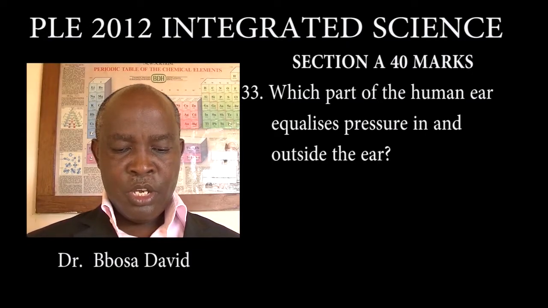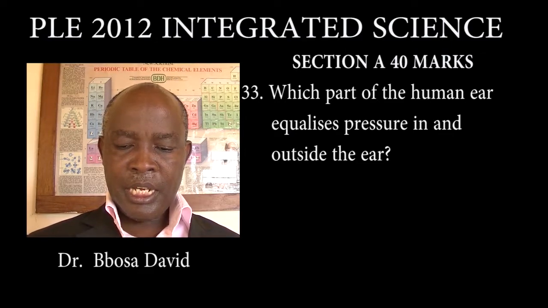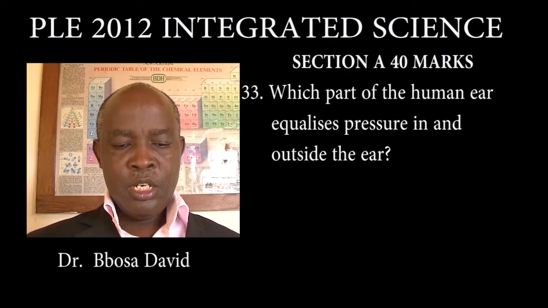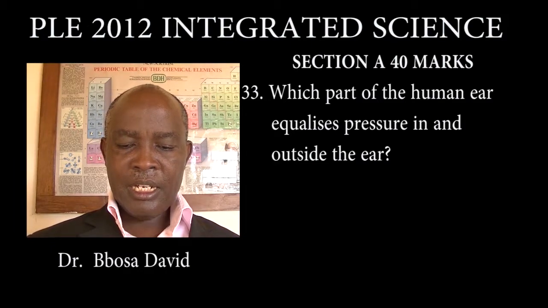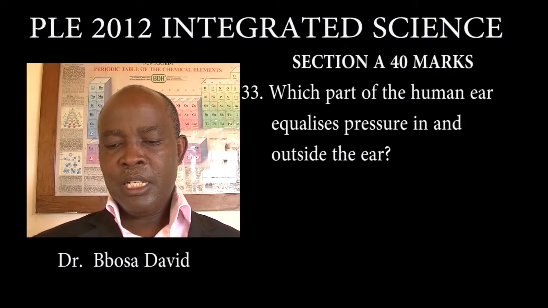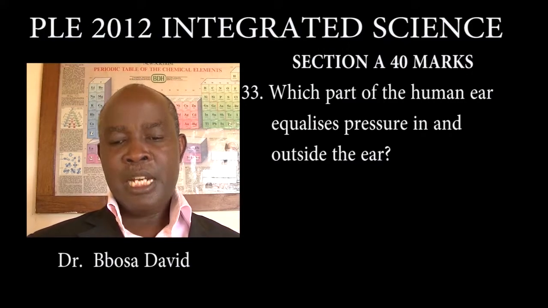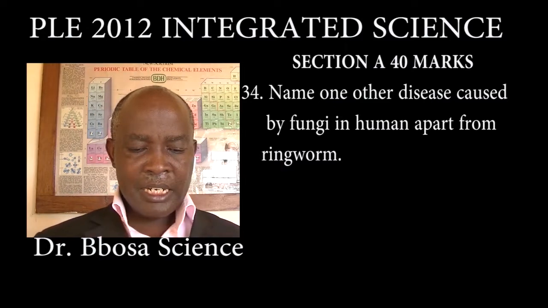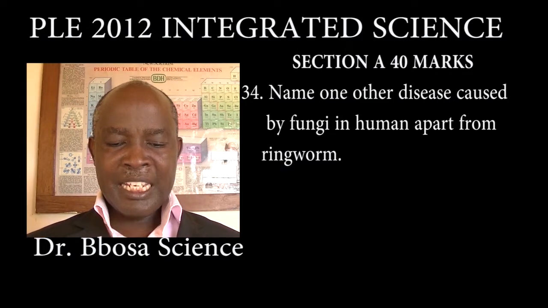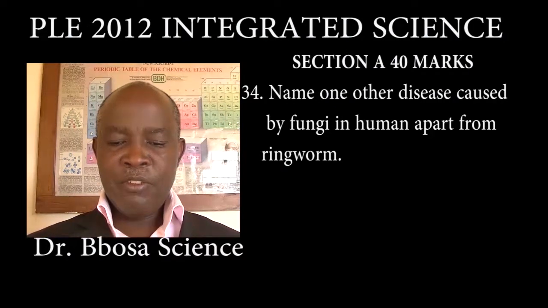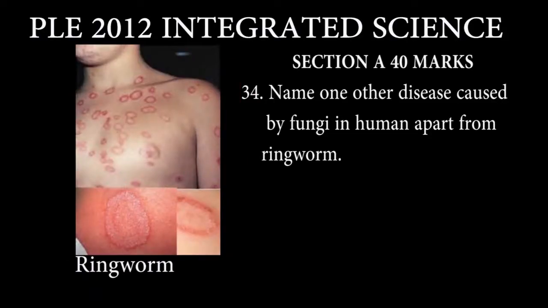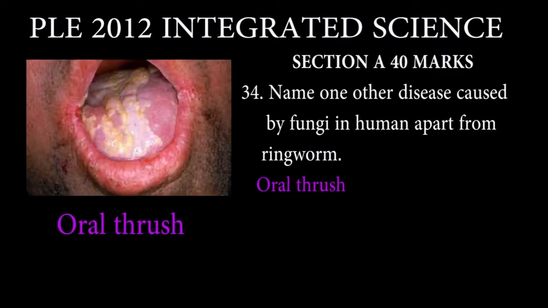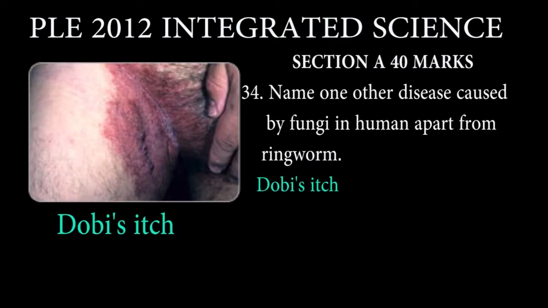Number 33. Which part of the human ear equalizes pressure in and outside the ear? That's the Eustachian tube. Number 34. Name one other disease caused by fungi in humans apart from ringworm. Candida, athlete's foot.